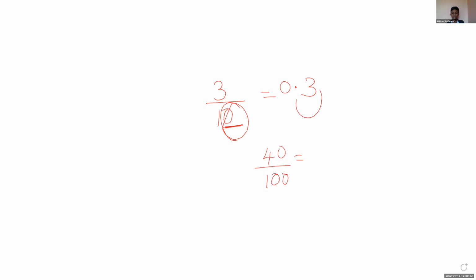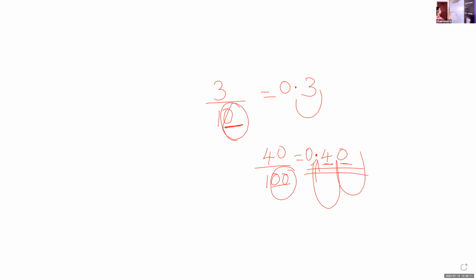What's the answer? Tell me. 0.40. How to read the decimal number, you forgot? So children, look here. Here there are 2 zeros in the denominator. So after the decimal point also we should have 2 decimal digits. 2 decimal places. So how to place the decimal from the right side? After 2 digits from the right side.